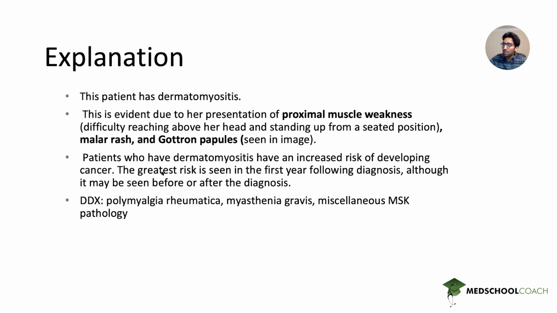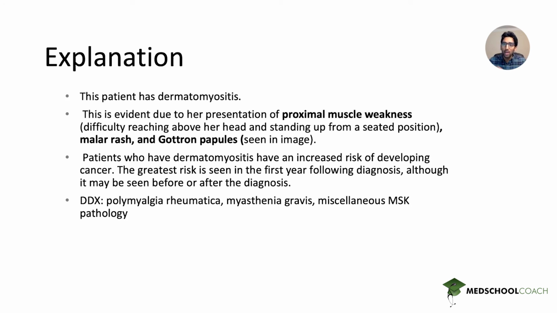So patients with dermatomyositis, like I mentioned, have an increased risk of developing cancer. The greatest risk is seen within the first year following the diagnosis. However, it may be seen before or after the diagnosis. This is because of its relationship as part of a paraneoplastic syndrome. The differential diagnosis here includes polymyalgia rheumatica, like we talked about in association with giant cell temporal arteritis, myasthenia gravis, and miscellaneous musculoskeletal pathology.